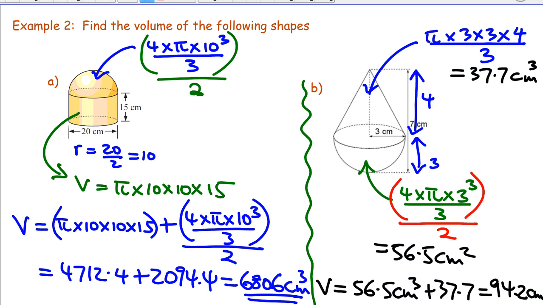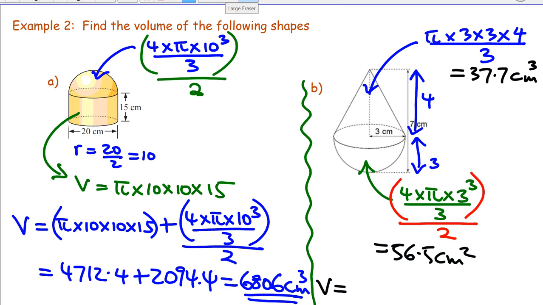94.2 centimeter cubed. I'm running out of space, so I'm just going to try and fit it in here again. So that will be 56.5 plus 37.7, which gives me 94.2 centimeter cubed.